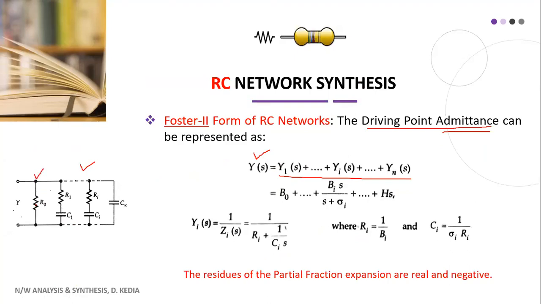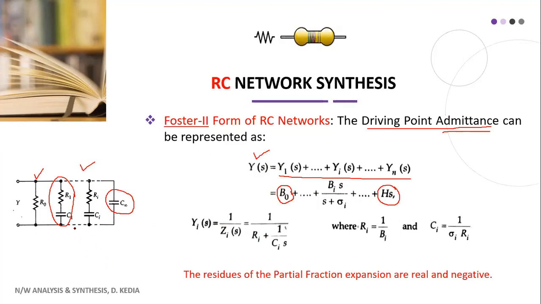This is resistance. Resistance is nothing but a constant value in the Laplace representation, which is B naught. This last element is a capacitor. So admittance of the capacitor in Laplace domain is Cs, where C is a constant. So it has been represented with this. This last element is nothing but Hs. Now we are left with this branch, which is a series combination of resistance and capacitor.